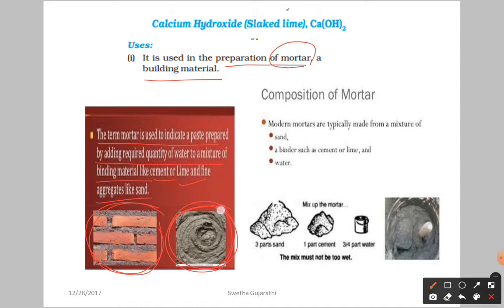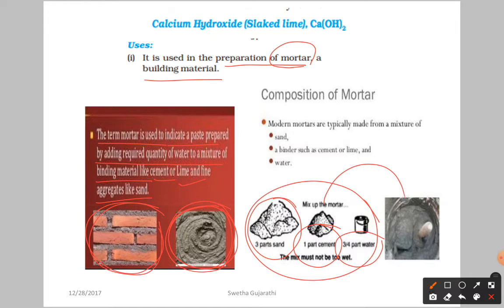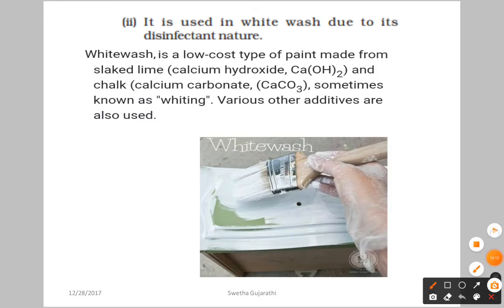That is called mortar. How do you prepare it? Here, 3 parts of sand, 1 part of cement and 3/4 part of water are taken. They are mixed to give the mortar. So that's the meaning of mortar. In that mortar we have calcium hydroxide.